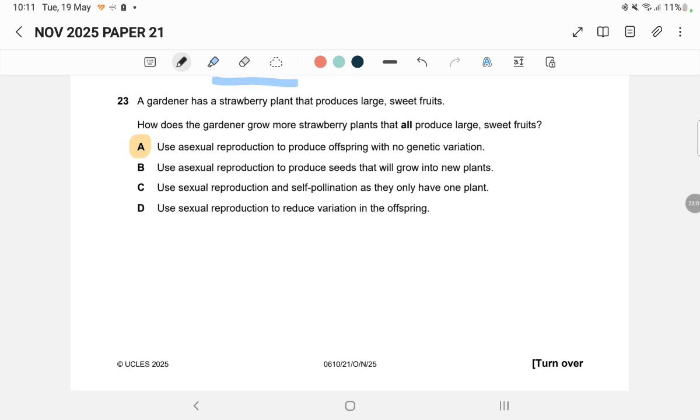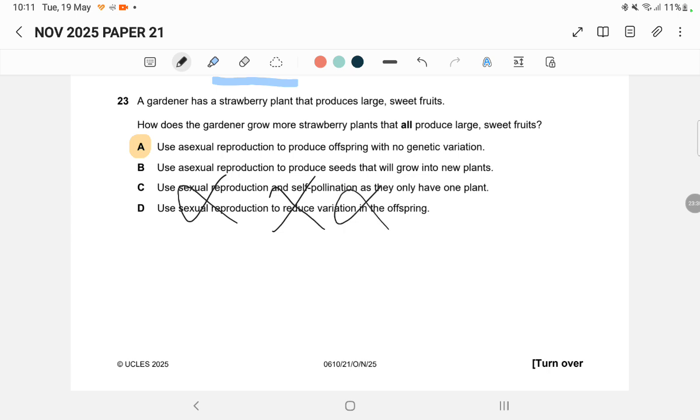Question 23 is telling you here, the gardener has a strawberry plant that produces large sweet fruits. How does the gardener grow more strawberry plants that all produce large sweet fruits? The gardener, of course, wants to increase his crops, to increase the yield, and the price of his yield. To answer such a question, of course we'll use asexual reproduction, because you cannot use sexual reproduction, you don't have gametes.